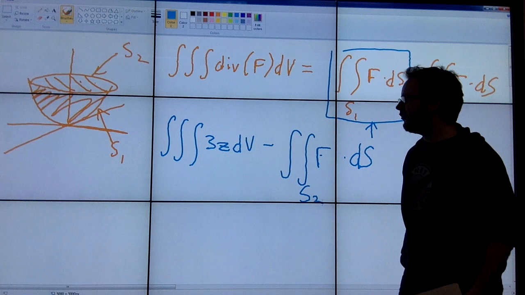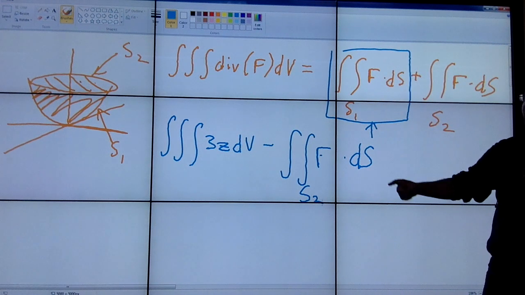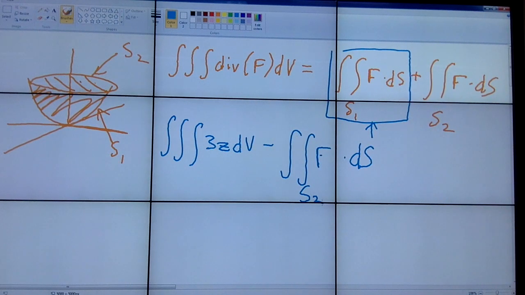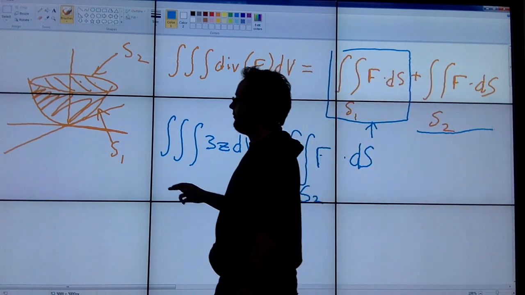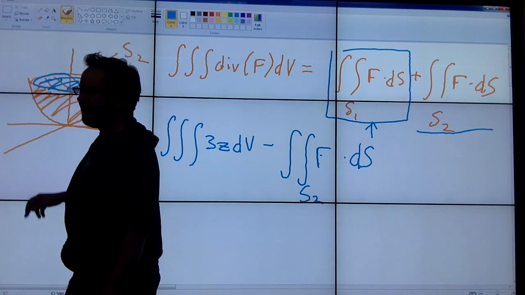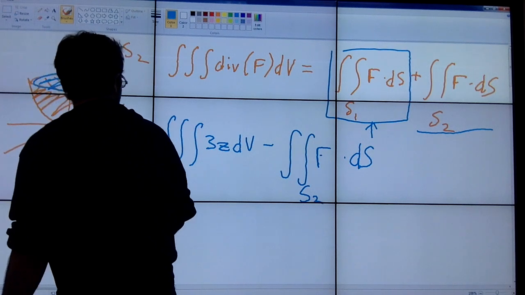Now you might be saying, well, Andrew, how's that any simpler? I've gone from computing one double integral over the surface of the paraboloid to computing a triple integral and a different surface integral. Well, here's what tends to happen. This double integral tends to be a lot easier to compute because, hey, look, what shape is this? S2 is just a what? A circular disk.